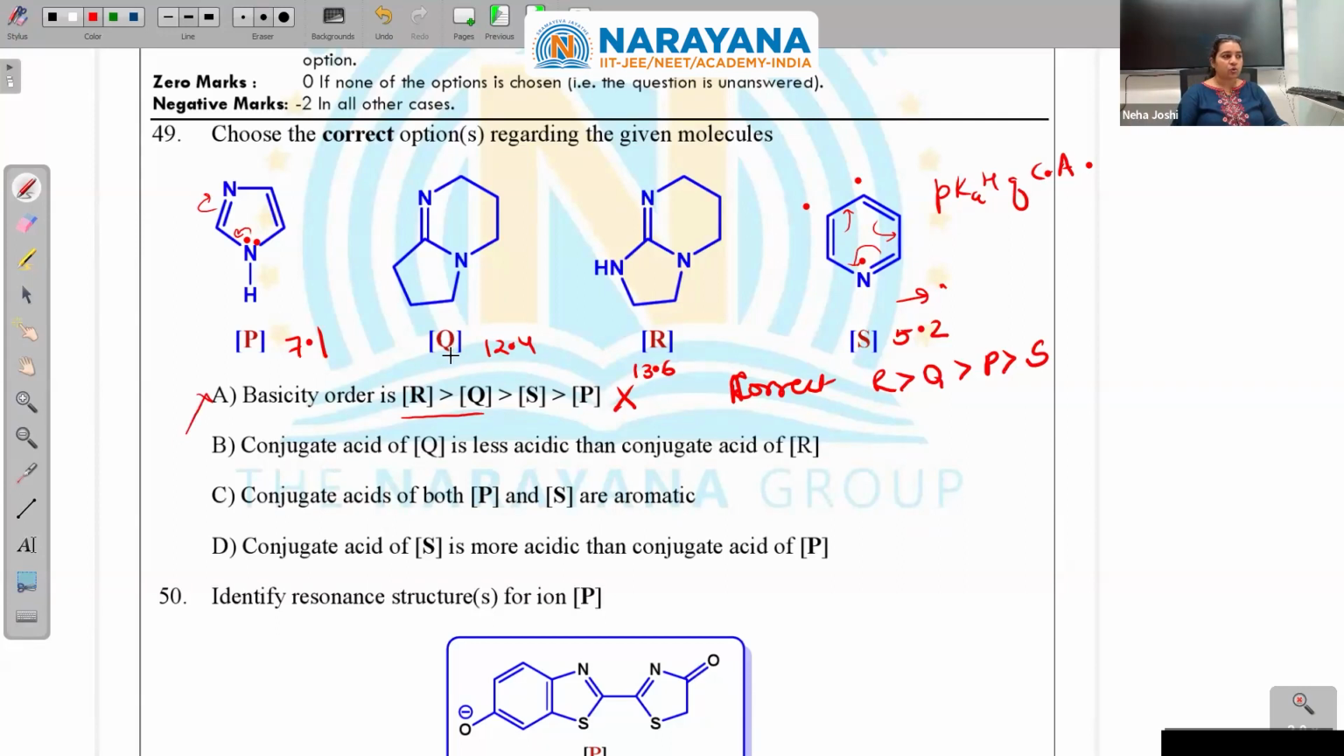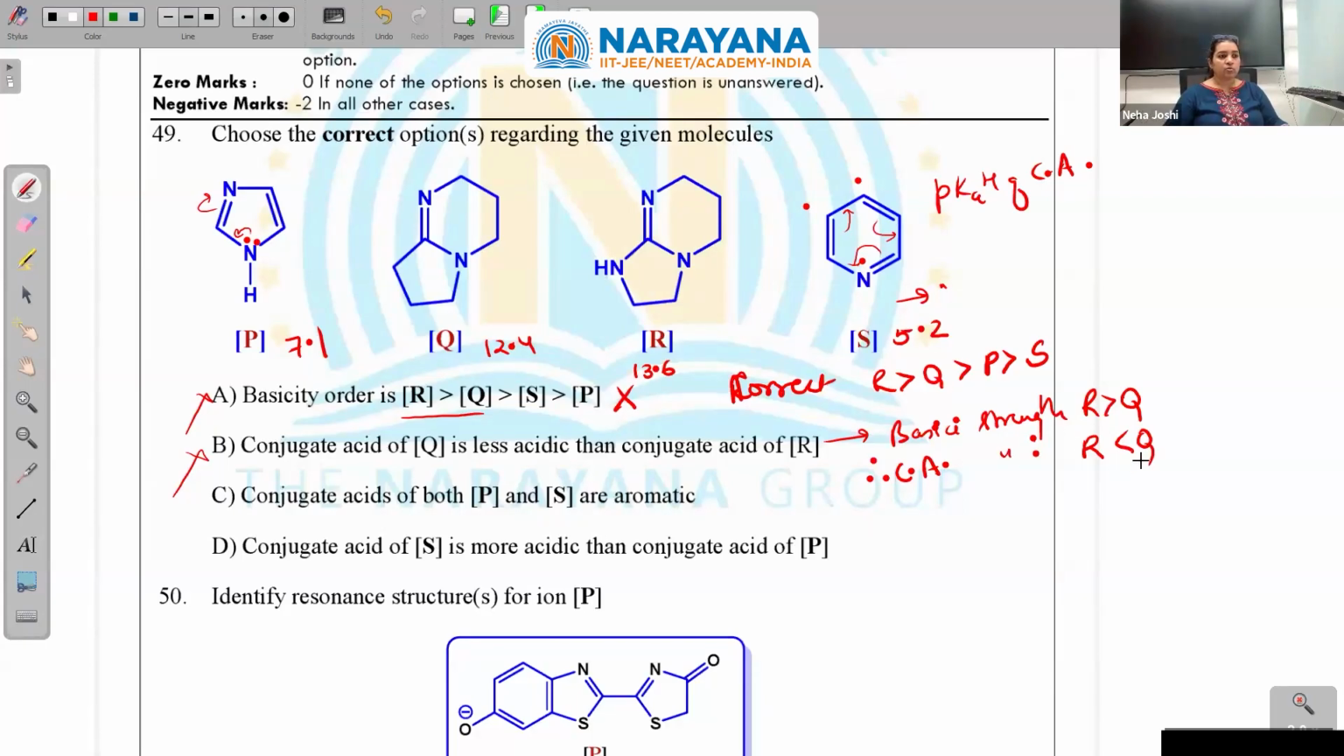The conjugate acid of Q is less acidic than the conjugate acid of R. Less acidic? Well, if it were less acidic, then its Ka would be less and pKa would be higher, which is not so. So B is wrong, as Q is a poorer acid, right? I want to say the basic strength is R greater than Q. Therefore, conjugate acid strength will be R less than Q.